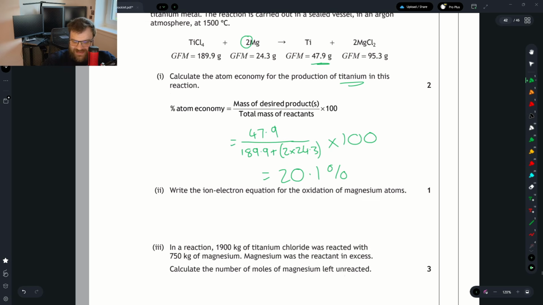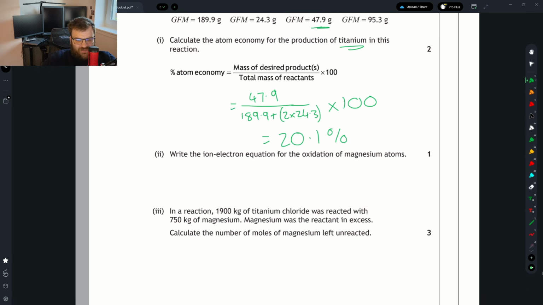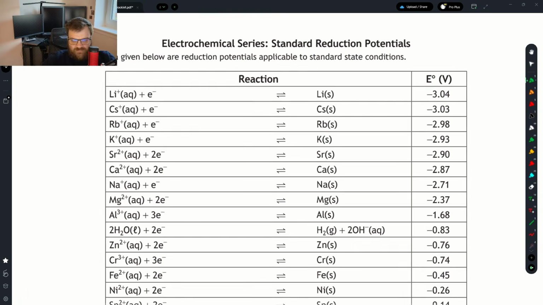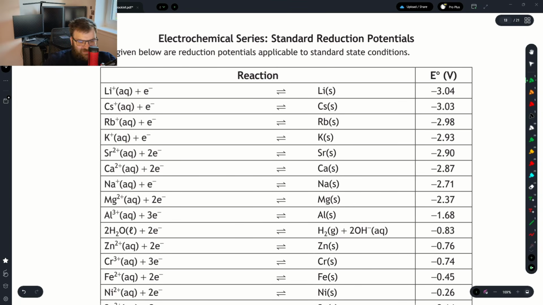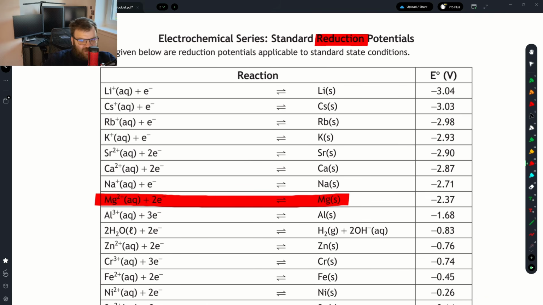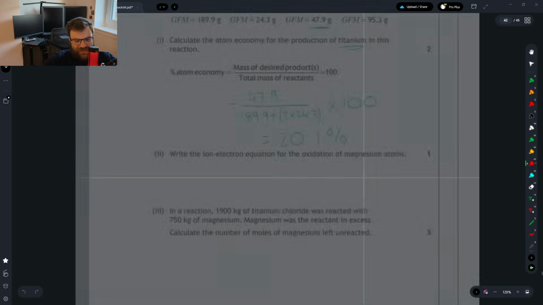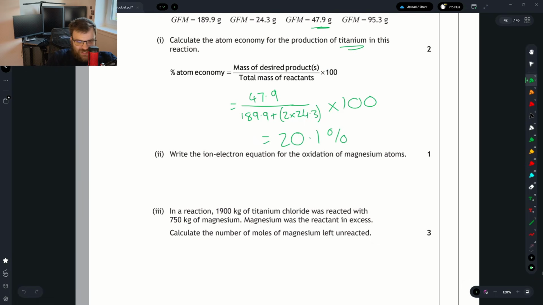That one. Next one, we want the oxidation ion equation. We want the ion electron equation for the oxidation of magnesium atoms. I would go to page 13. Magnesium is shown here. This is the reduction reaction where it's gaining electrons. Therefore, for the oxidation, it's the opposite way round, where we have our solid magnesium losing electrons to become magnesium ions and electrons.